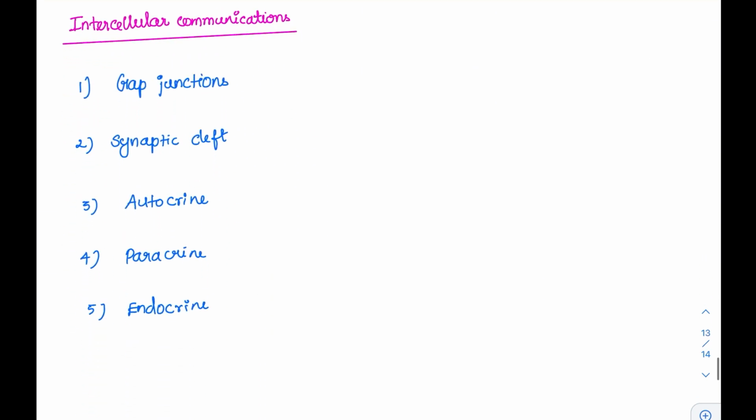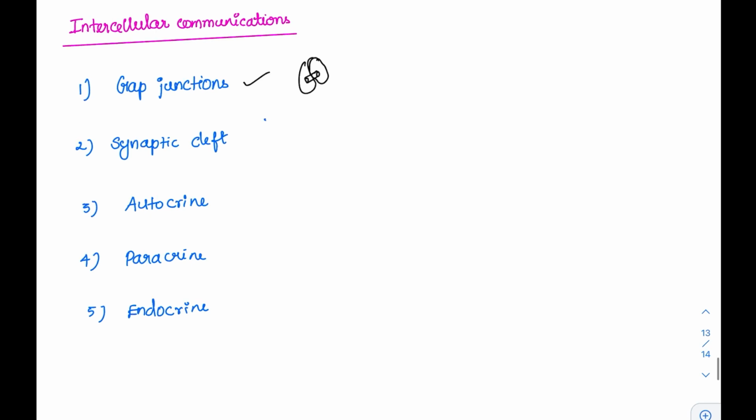Now coming to the intercellular communication. Recently it was asked in an MCQ also. Gap junction we have already discussed. It is just like attaching two cells and there is a protein which is transporting substances between these two. Second thing is the synaptic cleft. This we will study in the neuromuscular junction. Neurotransmitter will be formed here and it will be sent to the other side, and there will be receptors on the other side.